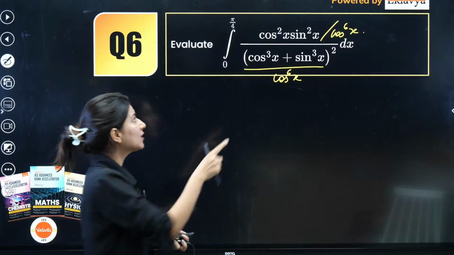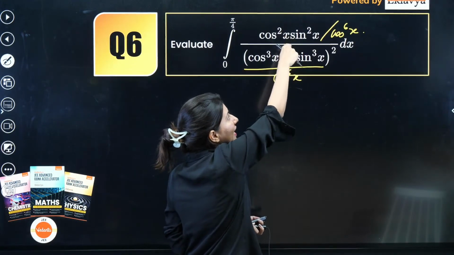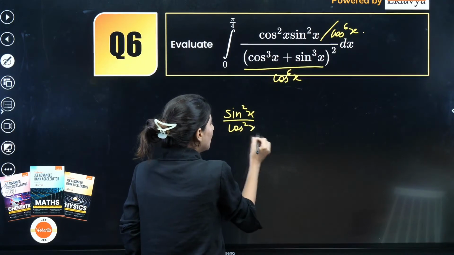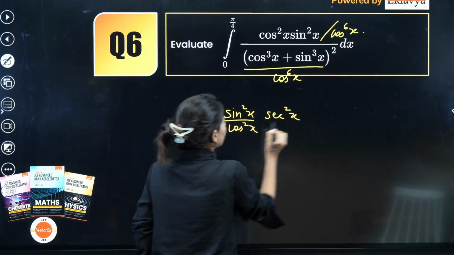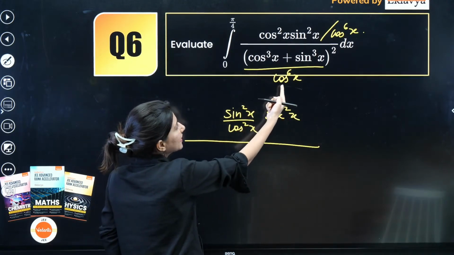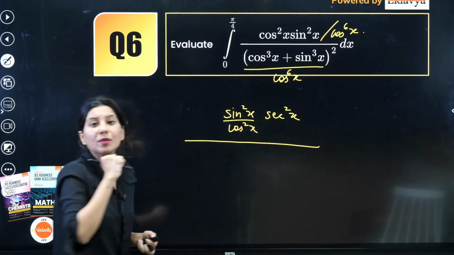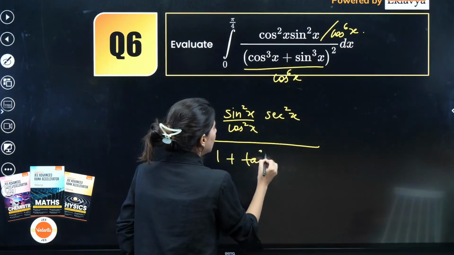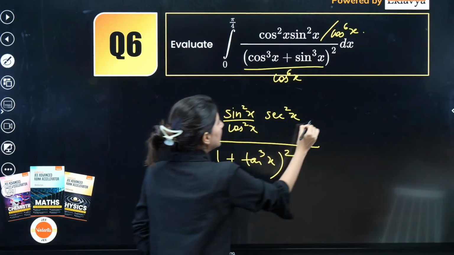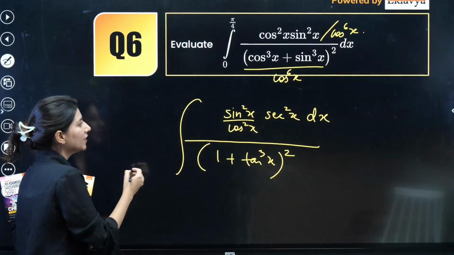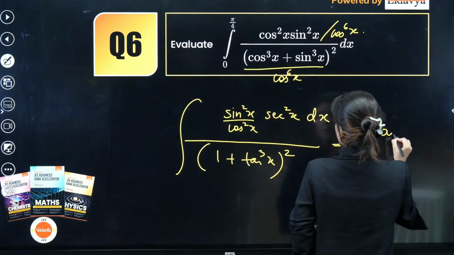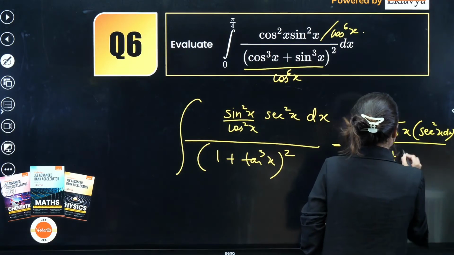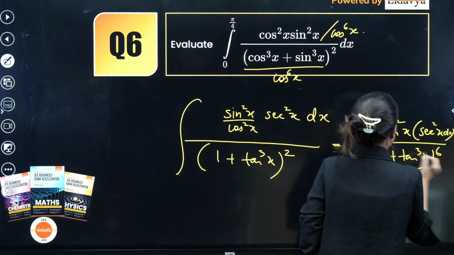Now cos raised to power 4x, so 1 is going to be sine square by cos square. So it is going to be sine square by cos square, and one more cos square, that I'm going to write it as sec square x upon. What about this cos raised to power 6x? If it goes inside this bracket, it will become cos cube x, right? Inside the square bracket. So that is 1 plus tan cube x whole raised to power 2 integral dx. So this is what is getting formed? Tan square x sec square x dx and 1 plus tan cube x raised to power 6 integral 0 to pi by 4.